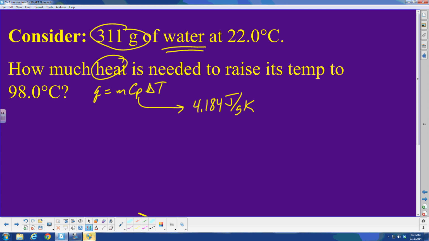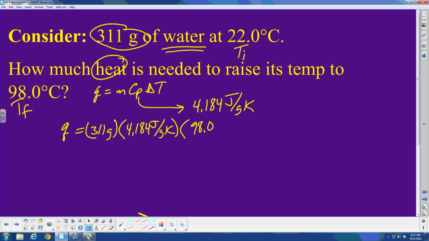311. It starts at 22 degrees. That means it's my T initial. It is raised to T final. So I have Q equals 311 grams times 4.184 joules per gram Kelvin times my delta T, 98.0 minus 22.0 degrees Celsius. And so what do I get out of that? First, though, I want to look right here. That's the first thing I kind of want to look at.